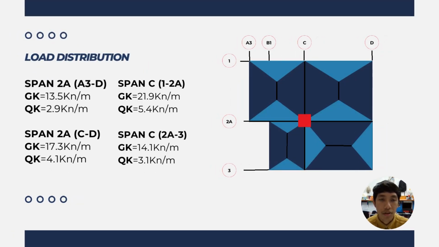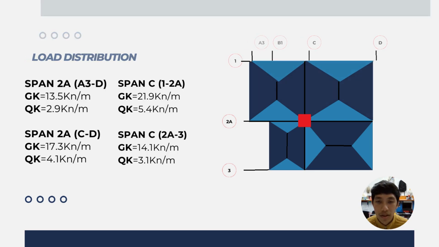This is the load distribution of the column. For span 2A, A3 to D, GK is 13.5 kN per meter, QK 2.9 kN per meter. Span 2A, C to D, GK 17.3 kN per meter, QK 4.1 kN per meter. For span C, 1 to 2A, GK 21.9 kN per meter, QK 5.4 kN per meter. The last one is span C, 2A to 3, GK 14.1, QK 3.1 kN per meter.